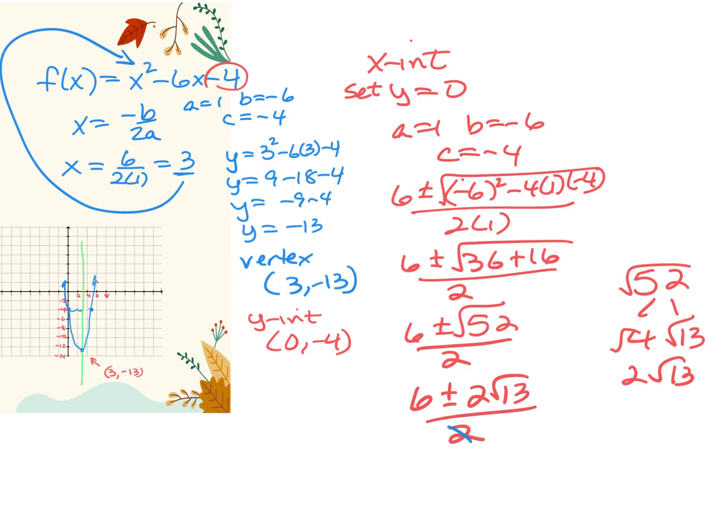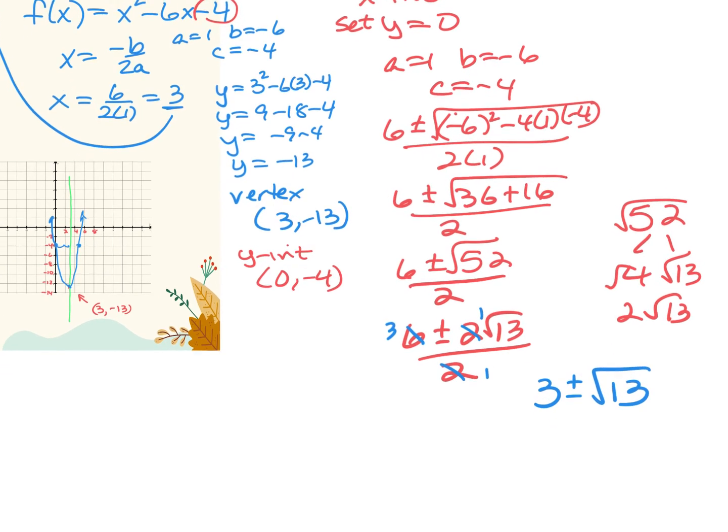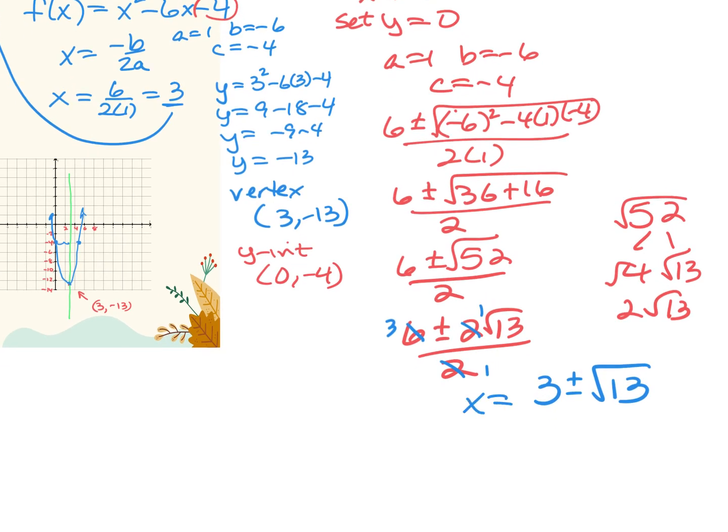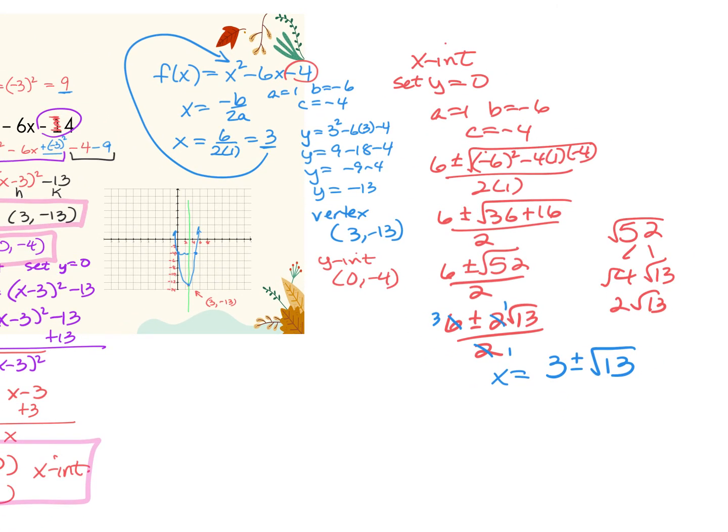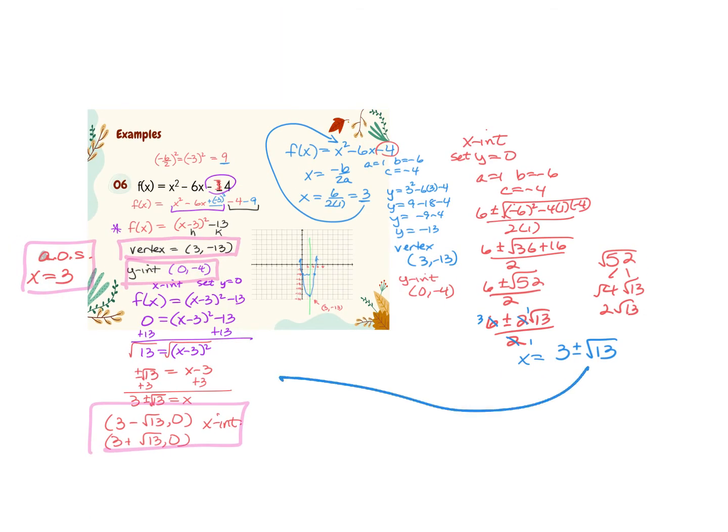Now I can reduce, make these 1s, make this a 3, and it's the same answer I got when I used the vertex form by using the square root method. So the same thing that I got over here, I'm now getting using the quadratic formula. So again, we can still find all of the same answers without completing the square. However, on the quiz, you will be required to complete the square.